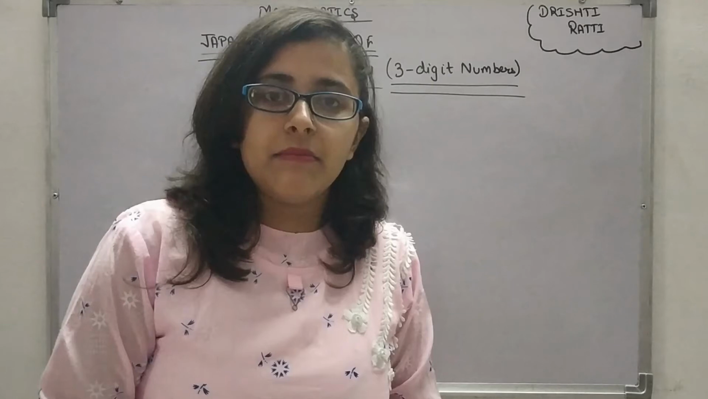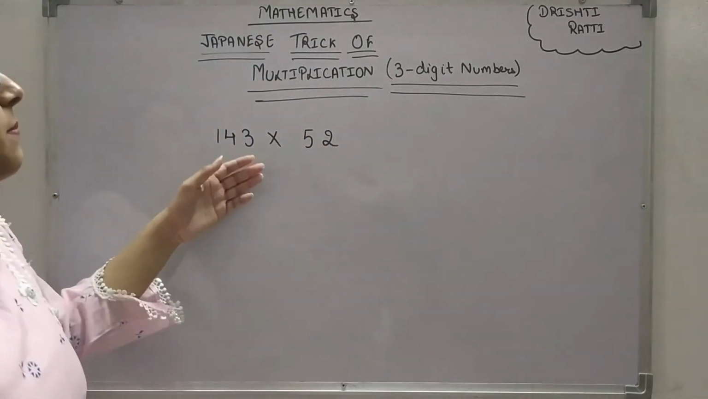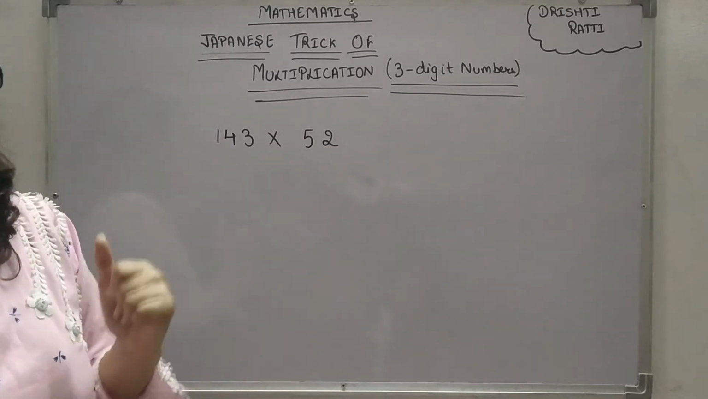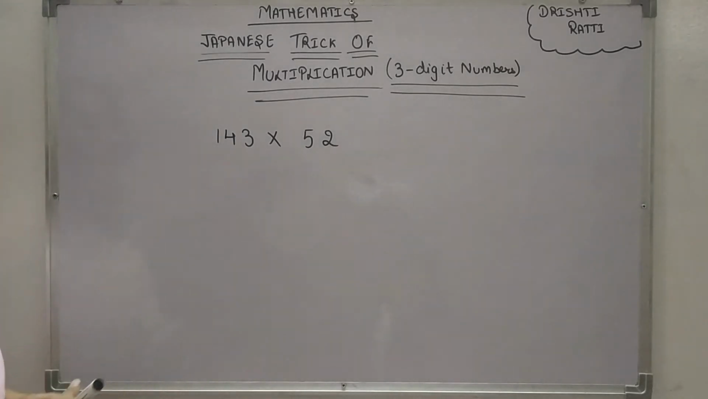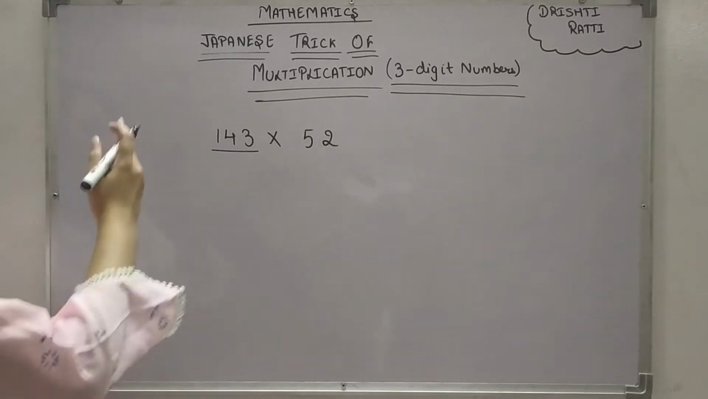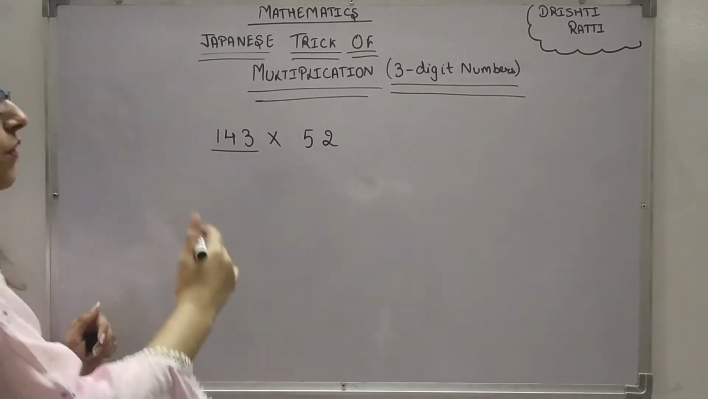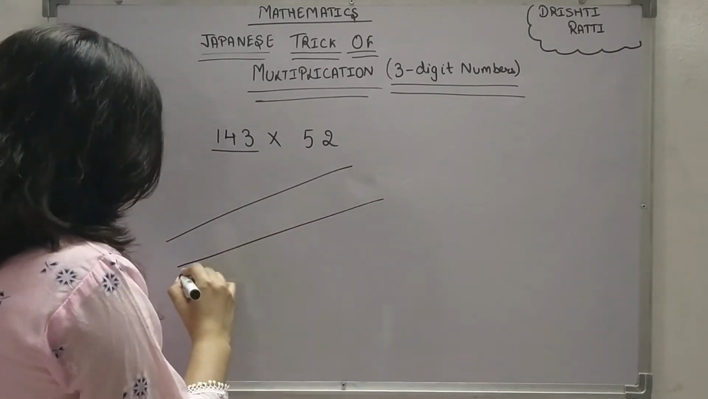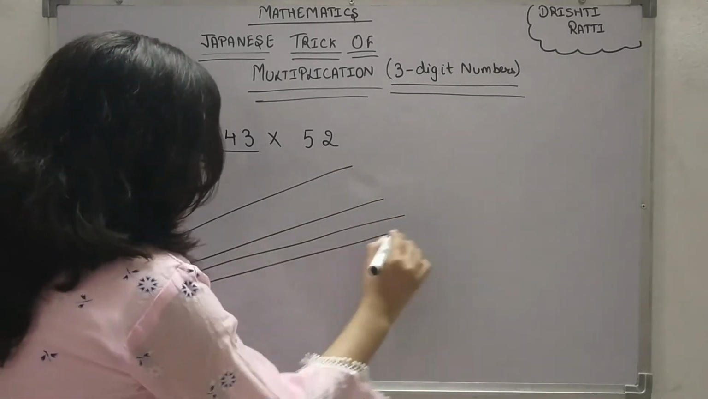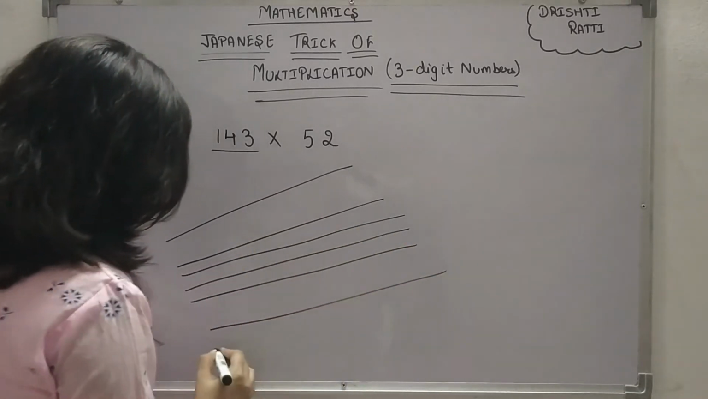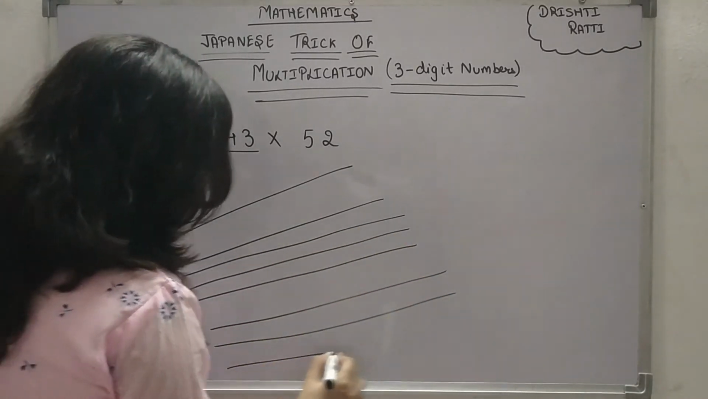So, with the same method, you can also multiply such numbers, where one is a 3-digit number and the other is a 2-digit number. In that case, first take 143. Make lines for 143. One line like this, then 4 lines, 1, 2, 3 and 4. Then 3 lines, that is 1, 2 and 3.